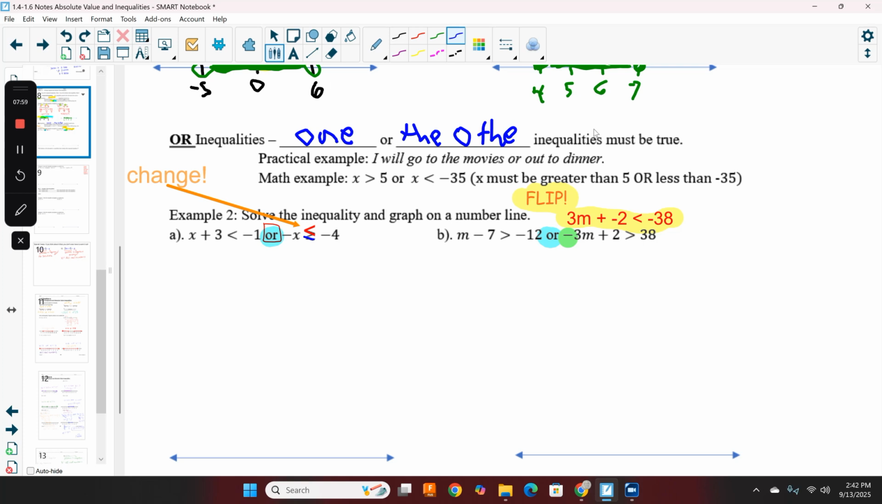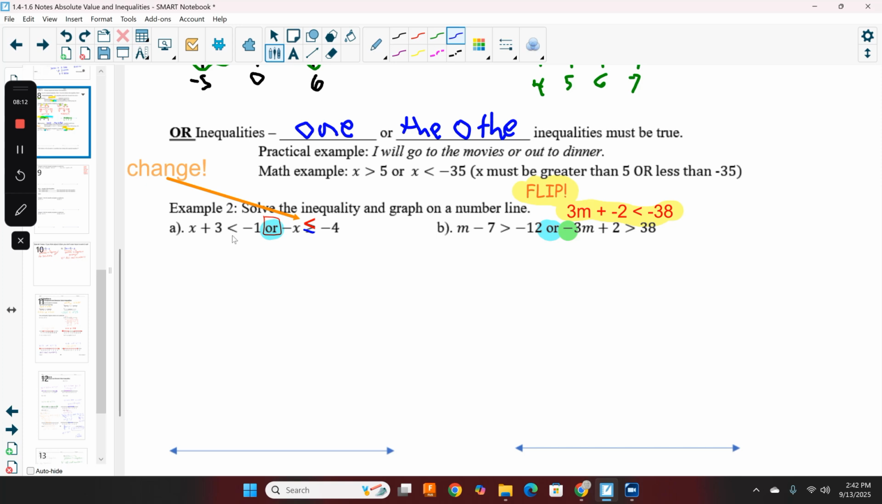It also could be that you go for dinner and a movie. They're both true. If you go out for dinner, then go for a movie, the or might still be true. Okay. Solving this again, simple one to solve. We are looking at my first equation. Let's subtract 3 from both sides. X is less than -1 minus 3, -4. So x is less than -4.